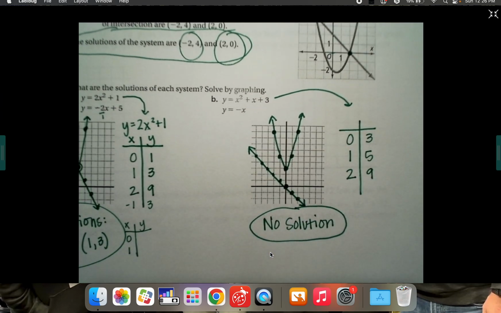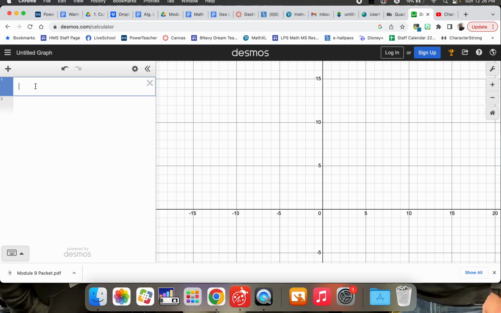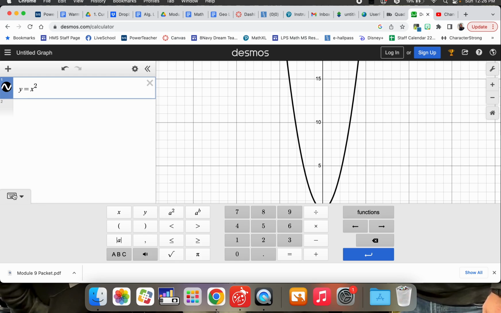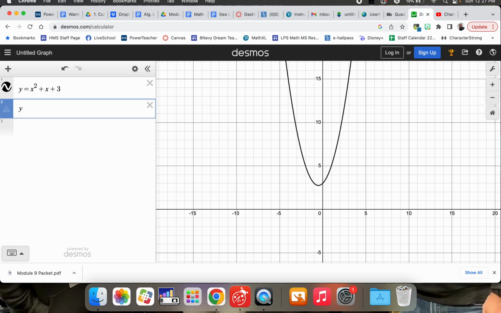I also want to go back to Desmos really quickly and just type in these two equations, just so we could have done it that way to begin with. It's just that since your notes gave you a graph, we might as well practice graphing it. But the first one was y equals x squared plus x plus 3. Okay, so we saw it shift up 3. And then my second equation was y equals negative x. So there they are, and they are never intersecting. So there is no solution.